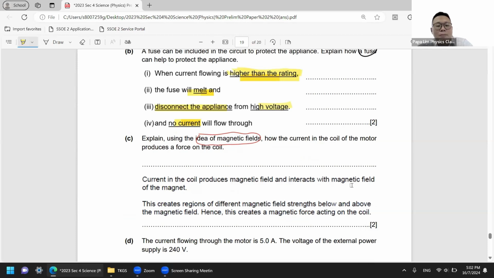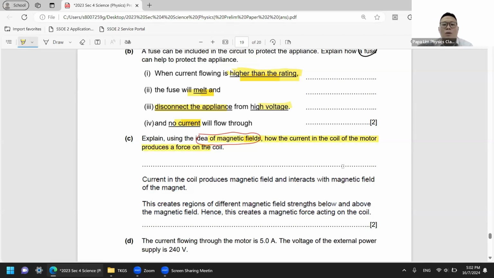Part C, explain in terms of magnetic fields how the current in the coil of the motor produces the force. Here the question is not asking for Fleming's left-hand rule, pertaining to the induced force acting on the coil itself. But indirectly, the question is looking at the use of magnetic field lines.